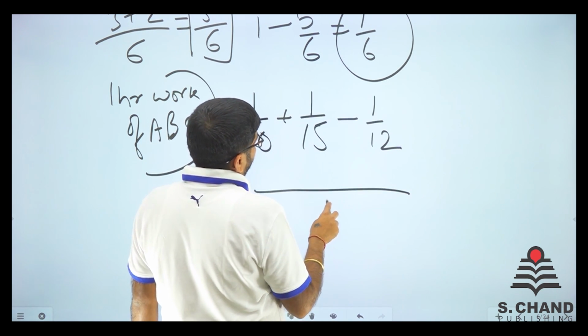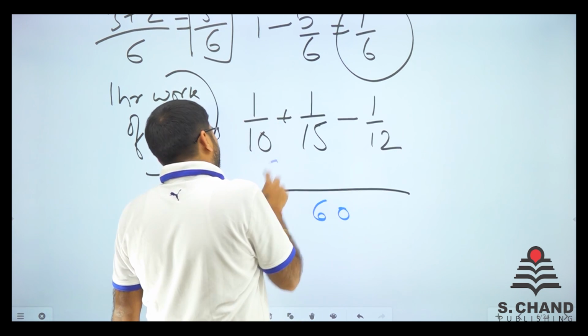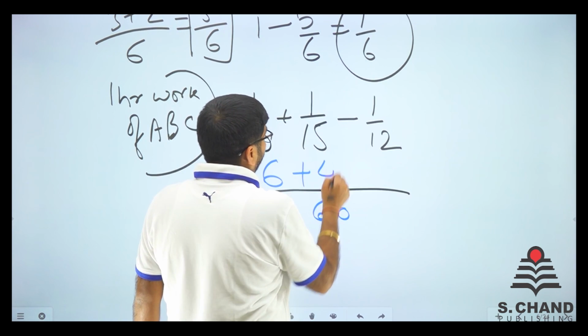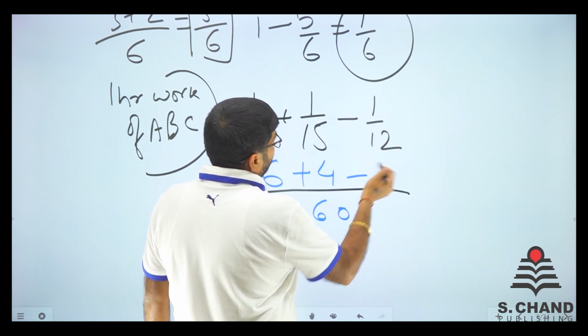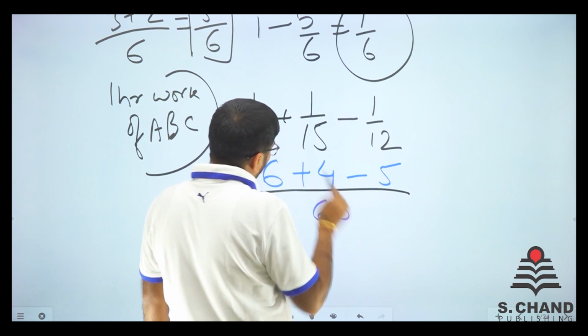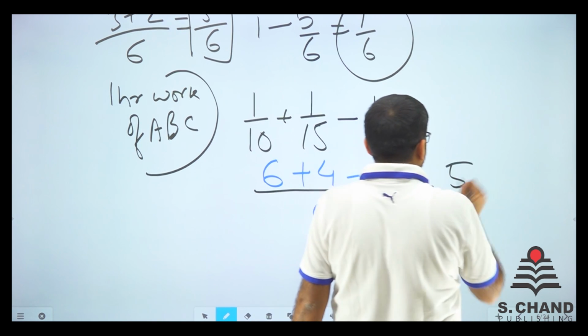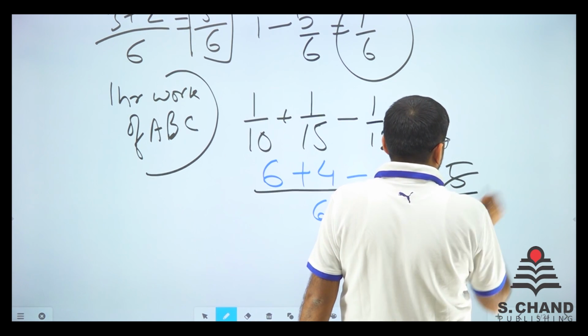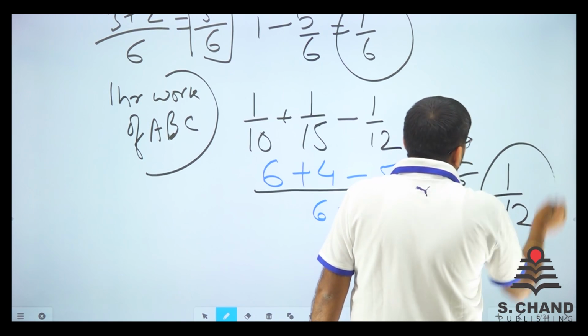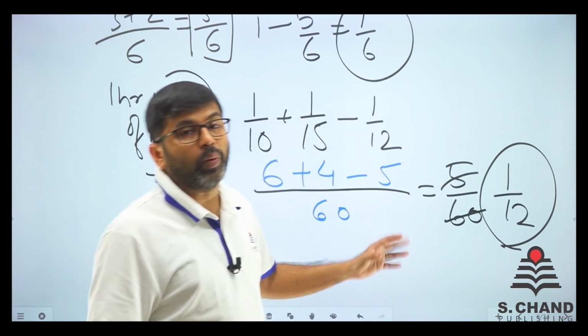We have got 60. So 60 by 10 is 6 here. So 60 by 15 is 4 here. Minus 60 by 12 is 5 here. So 6 plus 4 is 10. 10 minus 5 is 5. So it is like 5 by 60. So it is 1 by 12. So in 1 hour, it will fill 1 by 12.